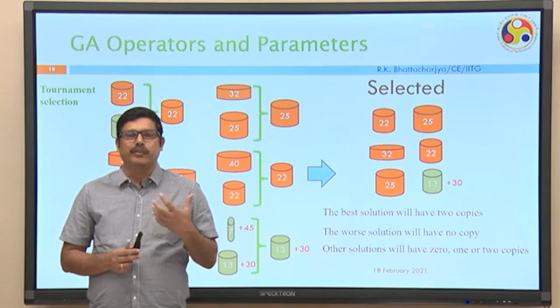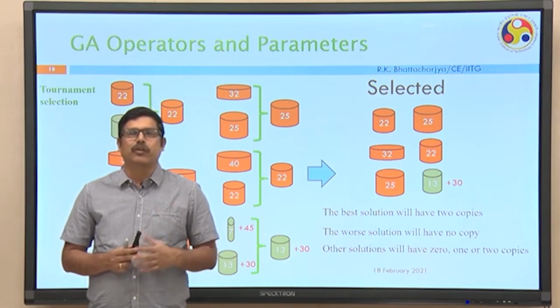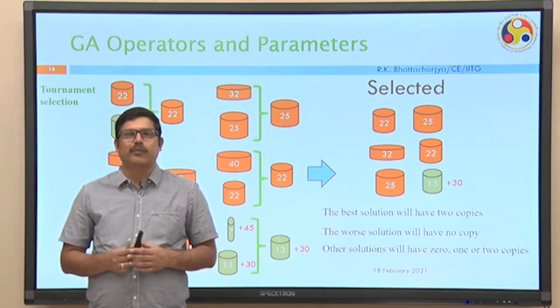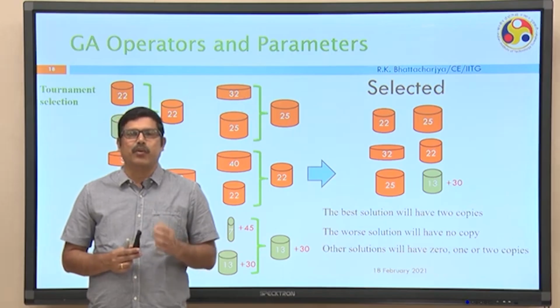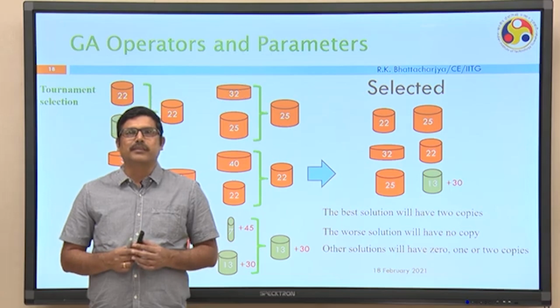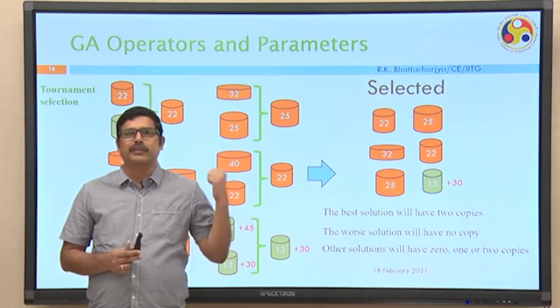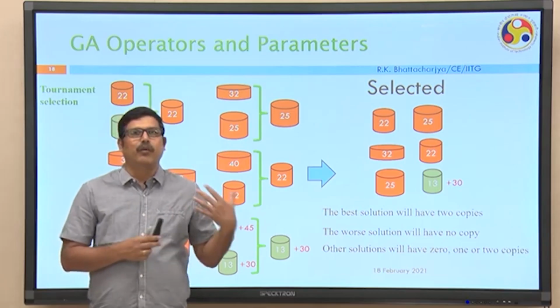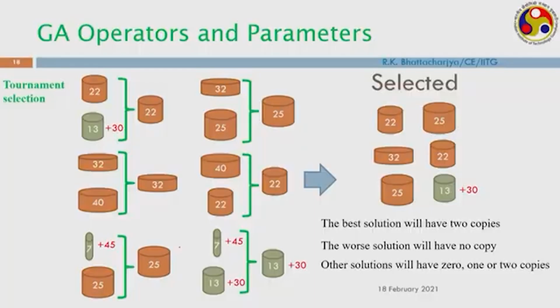If it is not terminated, then the solutions will go through three genetic operators: selection, crossover and mutation. In the last class I discussed the selection operator, and mainly we discussed tournament selection. This is the slide where we stopped in the last class.